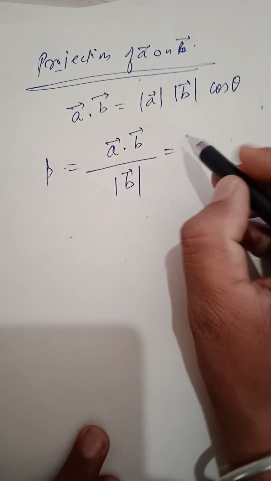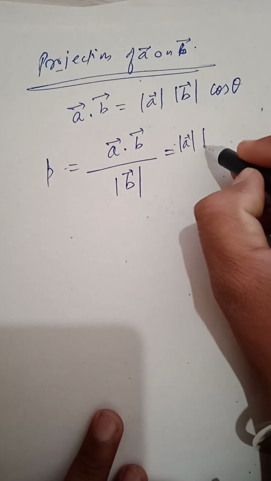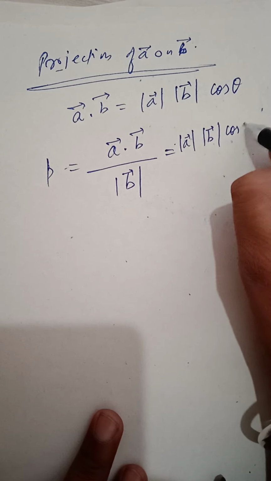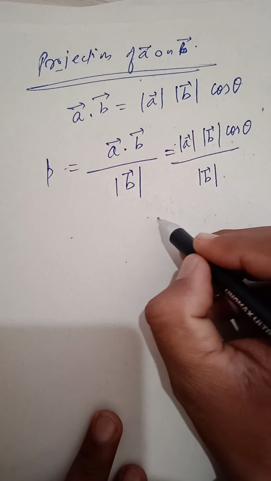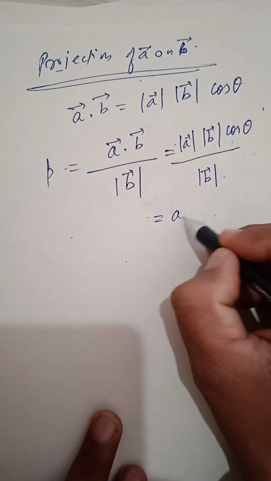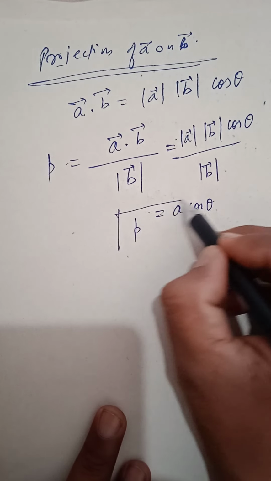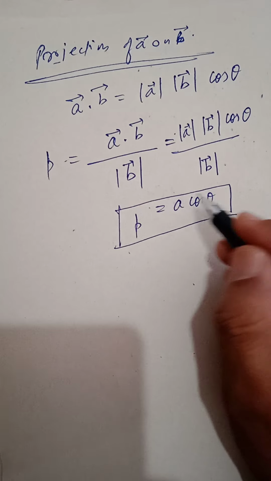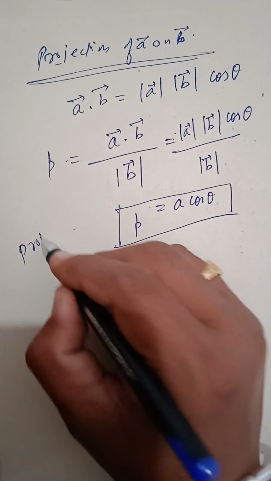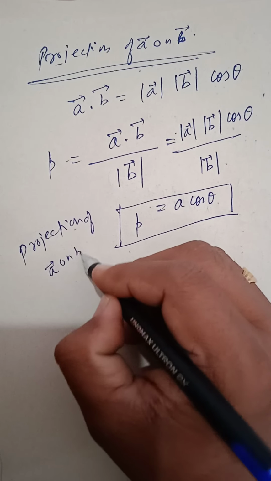If you consider further, A dot B is nothing but magnitude of A into magnitude of B into cos of the angle between A and B, divided by magnitude of B. So this will cancel and you will get magnitude of A, which is A, then cos theta. So A cos theta is nothing but the projection of vector A on vector B.